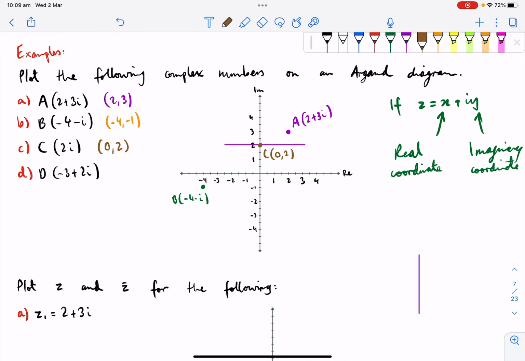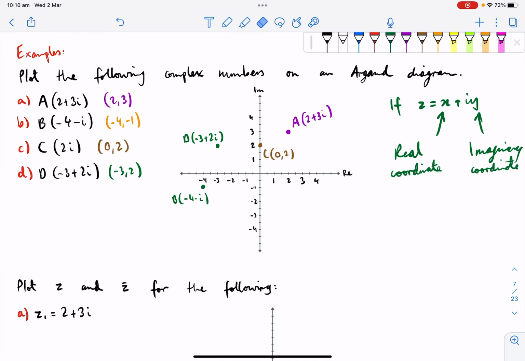And there we go. And the last one, -3 + 2i. All right, so we're going to take this, -3, +2. I didn't have to move that much. +2, there we go. That is our point D. So as you can see, complex number representation on an Argand diagram is very, very straightforward. So hopefully you got all that with no issues.